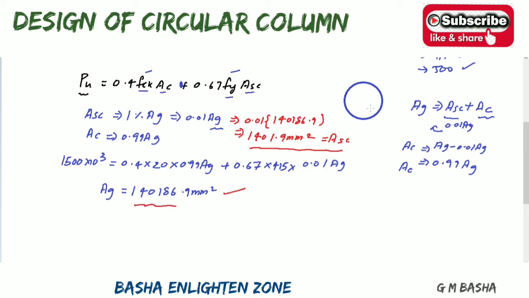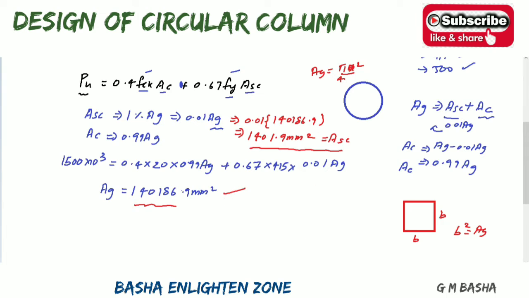We know that in the last class we calculated one problem based on the square column. For a square column, it will be in terms of b by b, both sides equal. Therefore we assumed b square equal to Ag. But here it is a circular column. For that one, Ag, the area, will be equal to pi d square by 4. So I am taking pi capital D square by 4.